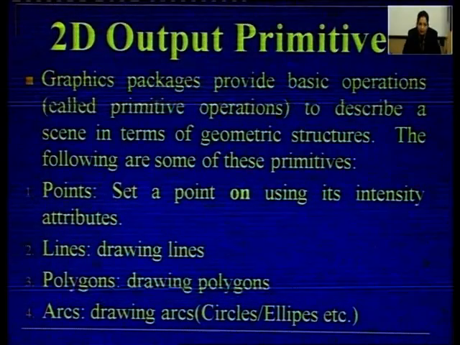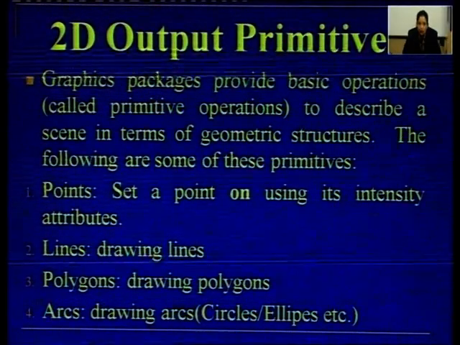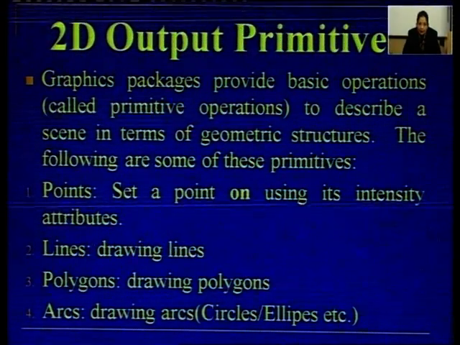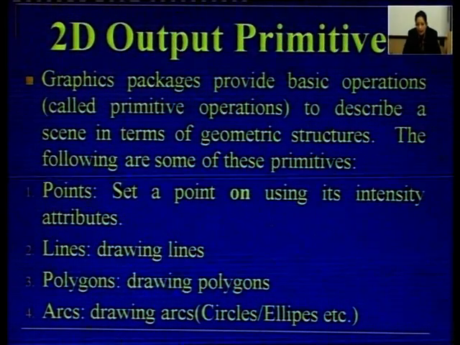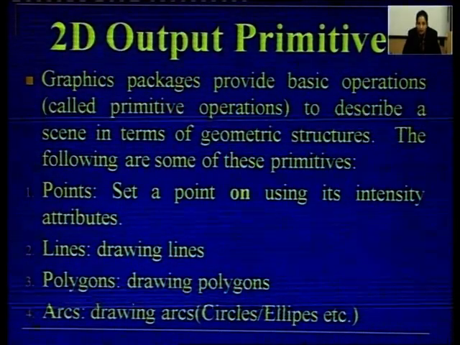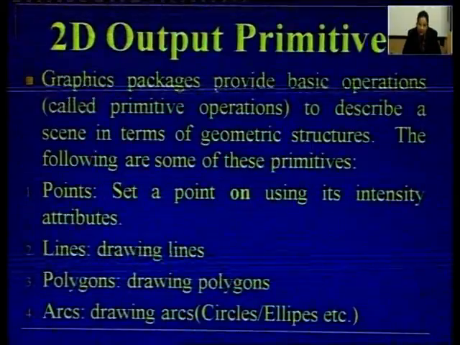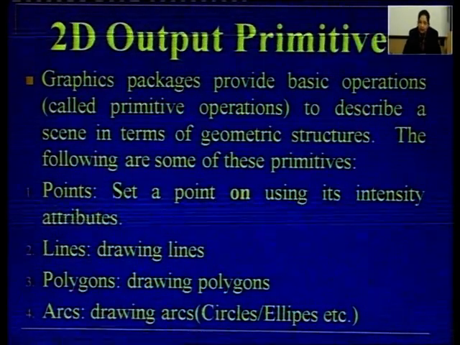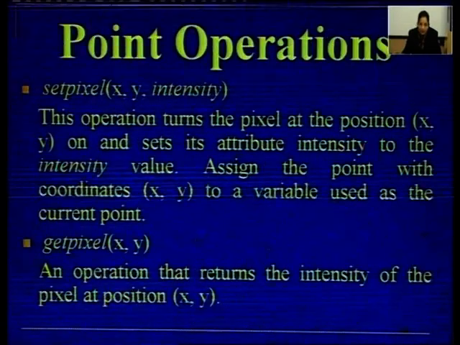First of all, there is a point: set a point on or off using its intensity attributes. Then there is a line; we can draw the line with the help of graphics packages. We can draw polygons, we can draw arcs, and with the help of arcs we can draw circles, ellipses and parabolas, etc.